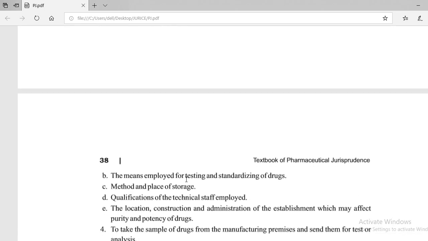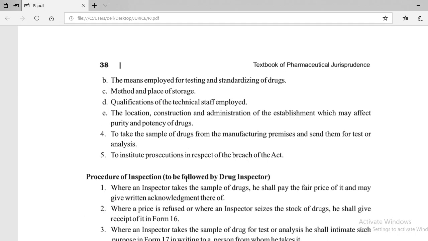And next one is the means employed for testing and standardizing of drug, which is similar. Method and place of storage, yes, this is also important. Qualification of the technical staff employed, definitely. The method and place of storage is also the concern of the drug inspector. Then qualification of technical staff, whether the industry is having qualified staff or not, is also being tested.